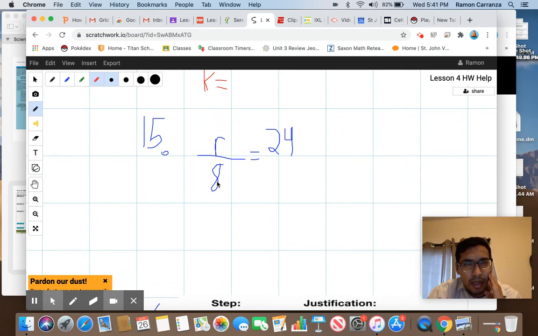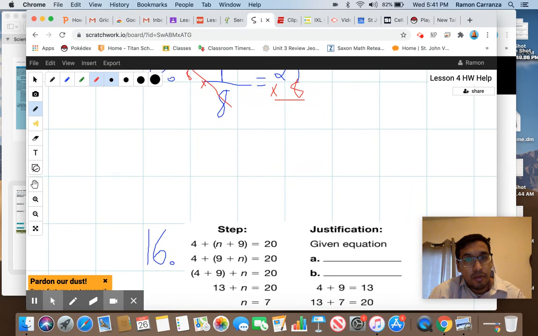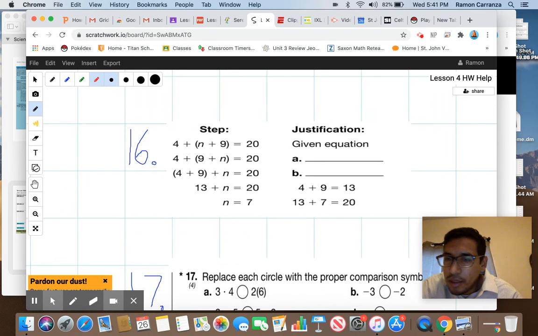Here we have r divided by 8 equals 24. So now to solve for r, since our variable is in the numerator, there's no need to swap anything out. We just use our inverse operation, which in this case is division, and we multiply both sides by the denominator, which is 8. That will cancel out, leaving you with r equivalent to the product of 24 and 8.